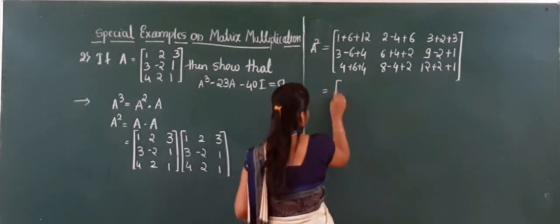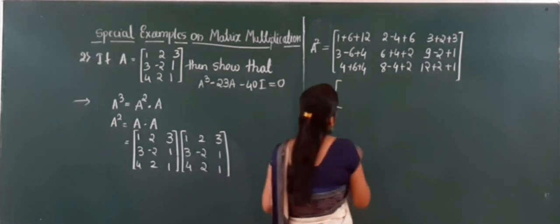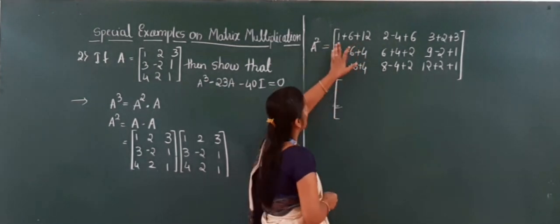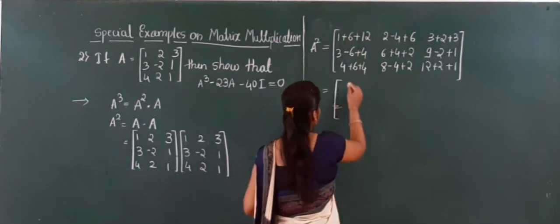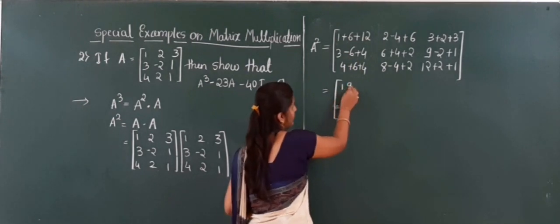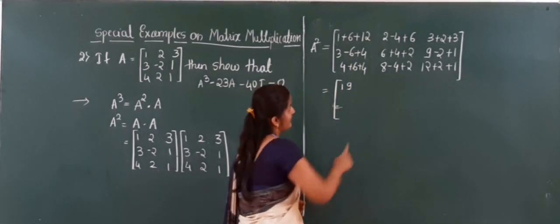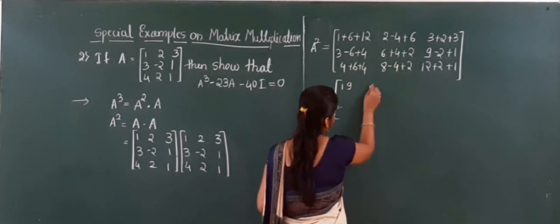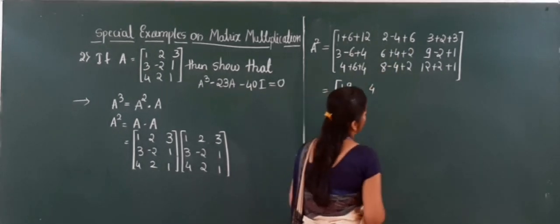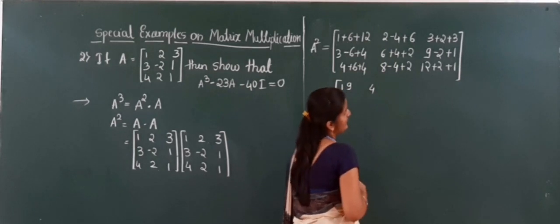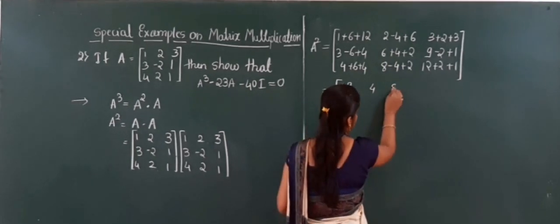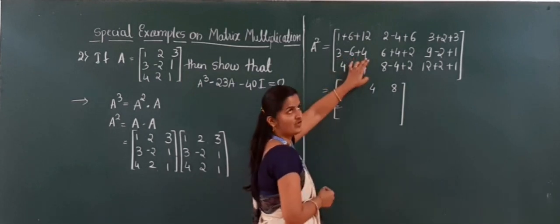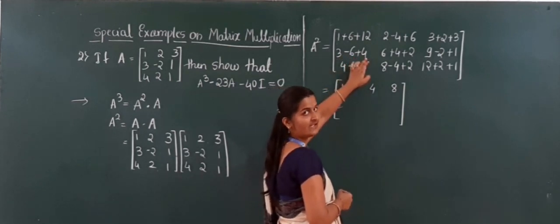So what will be our A square value? A square value is 1 plus 6 plus 12, 19. Okay, we have to add this. 2 minus 4 plus 6, 4. Okay. Next 3, 2, 3, that is 8. Next 3 minus 6 plus 4. What will you get?